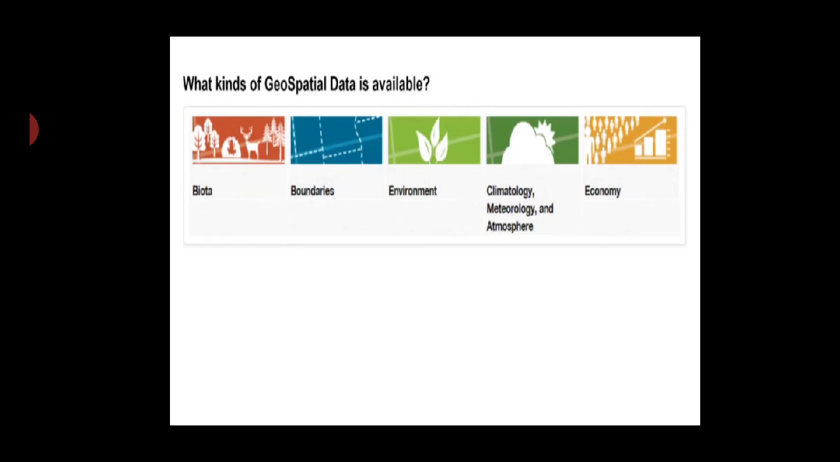Now, what kind of geospatial data are available? There are different varieties of geospatial data available. It may be botanical, which is related to botany, then boundaries, environment, climatography, atmosphere, meteorological, and another one is economic. So there are different types of geospatial data which are available.